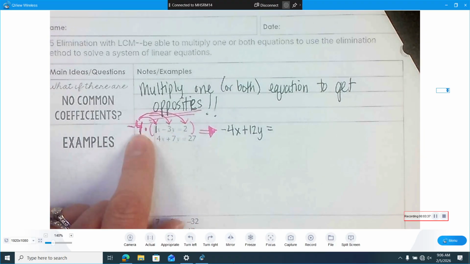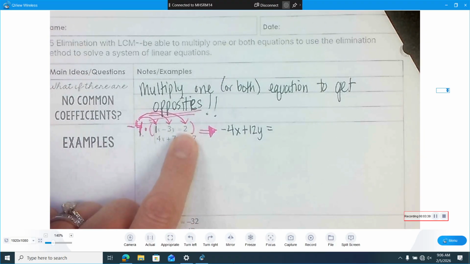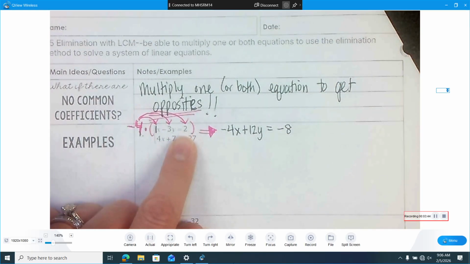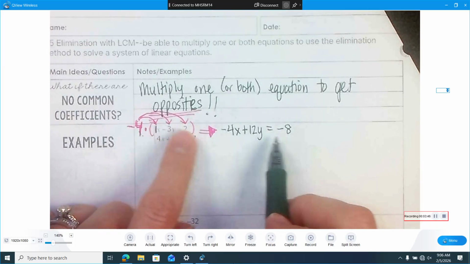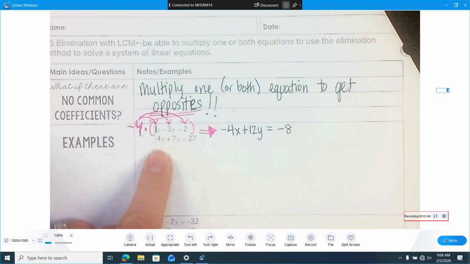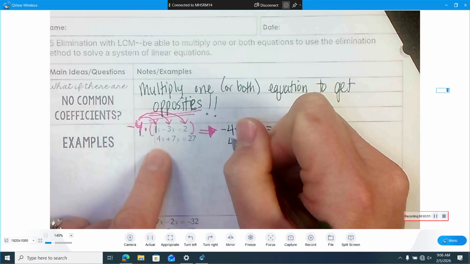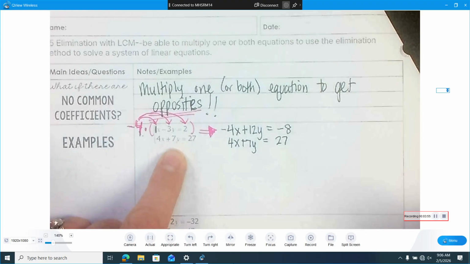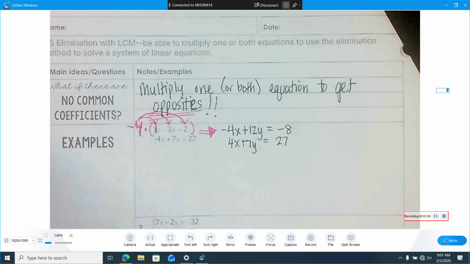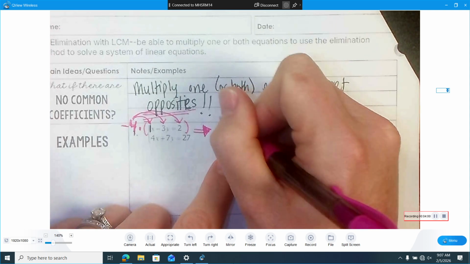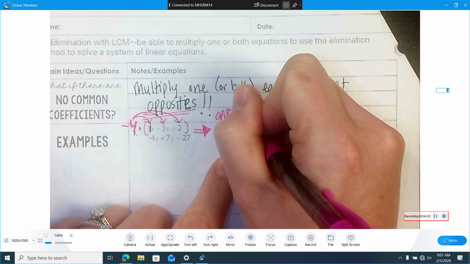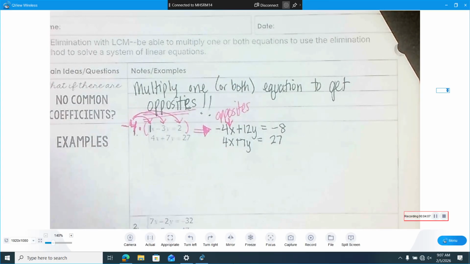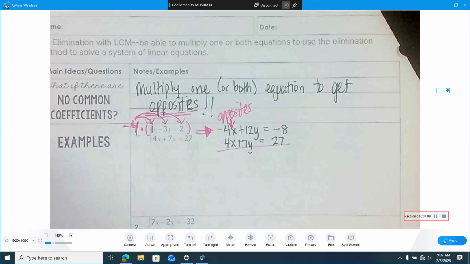All right. Negative 4 times 2 gives you negative 8. So I've multiplied every single term by that negative 4. Now my bottom equation is staying the same. 4x plus 7y equals 27. Now, do I have opposites? Yeah. So that's our goal. We got our opposites right here for the x's. That was an easy thing to do, and that's always the goal, to get those opposites.